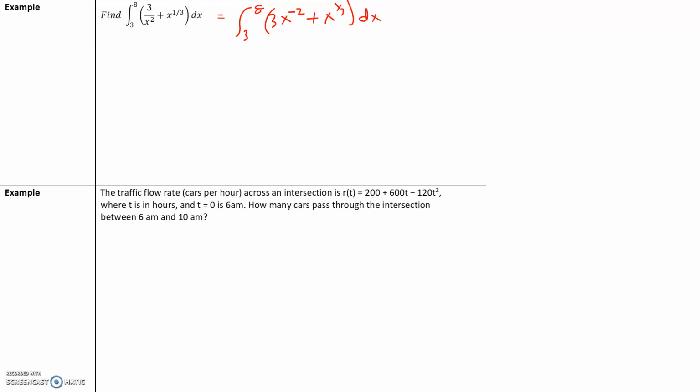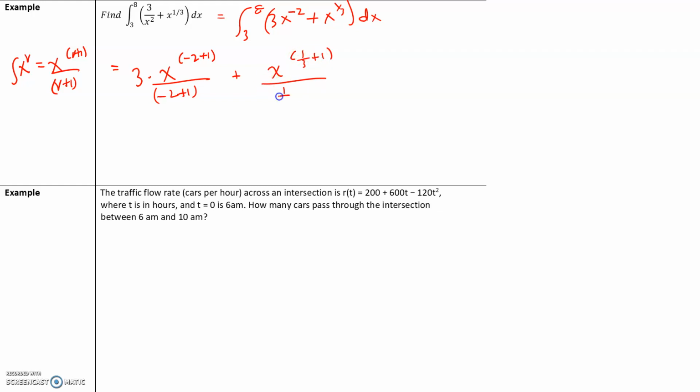Now, if I take the antiderivative of this, again, we have x to the r equals x to the r plus 1 divided by r plus 1. So this equals 3 times x to the negative 2 plus 1 divided by negative 2 plus 1 plus x to the 1/3 plus 1 divided by 1/3 plus 1. And we take the integral from x equals 3 to x equals 8.